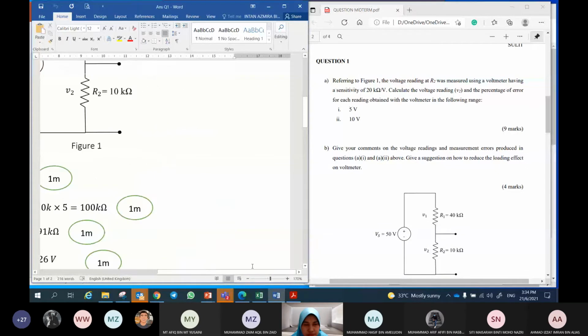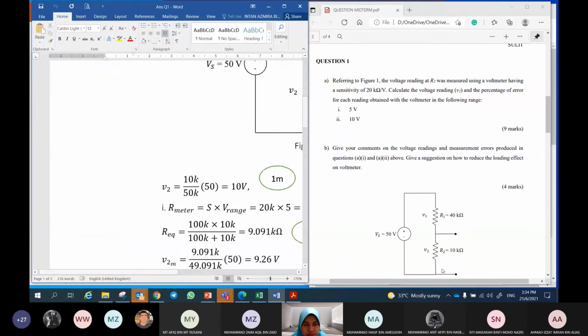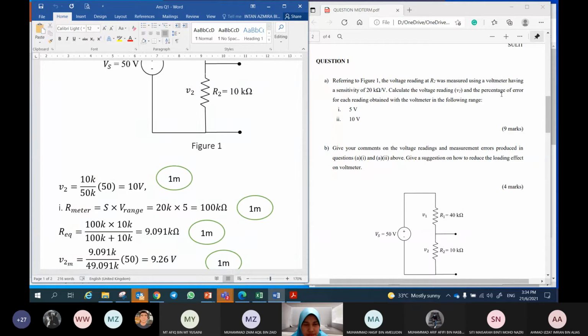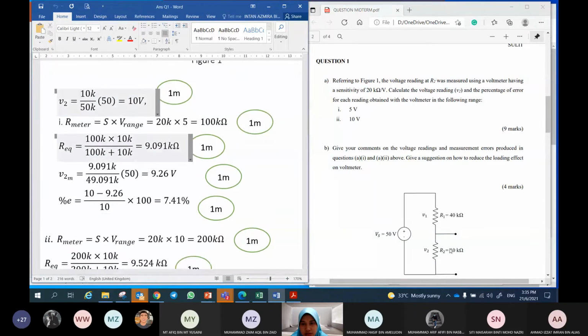Okay, and then how to find the percentage of error? So now this is the actual reading, not the voltage reading by the voltmeter. So now we have to find the V measured by the voltmeter. But how to find the voltage read by the voltmeter? We should consider the resistance inside the voltmeter, right? So how to find the resistance inside the voltmeter? We use this formula: R of the meter is equal to S, the sensitivity of the meter, multiplied by V range of the voltmeter.